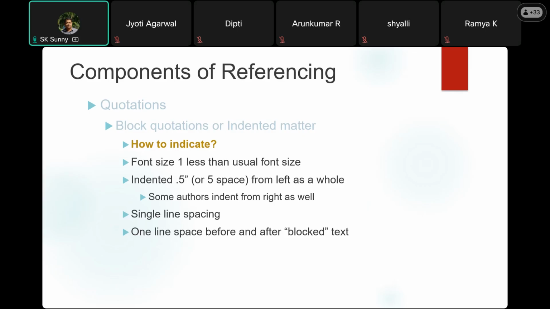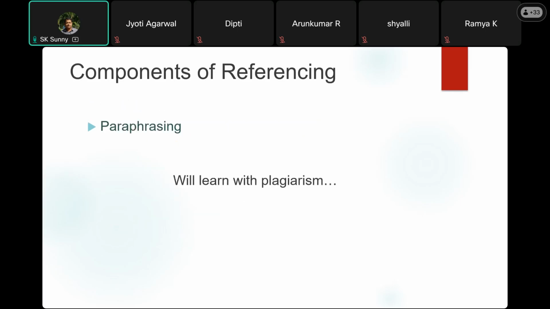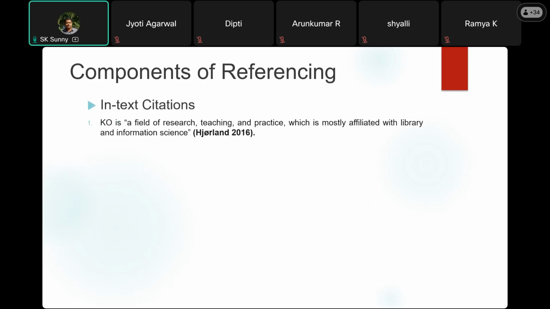So you can educate yourself later at leisure. But as of now, you learn that we have to quote something. We can quote by putting under double quotes, and we can quote as a block quotation. Paraphrasing, we will learn about when we talk about plagiarism. So now, components of referencing.